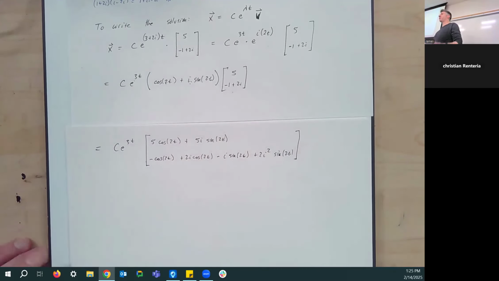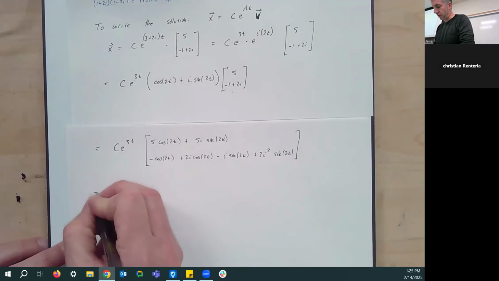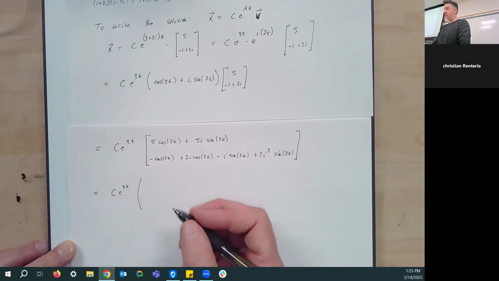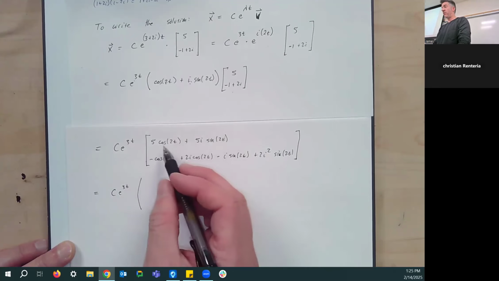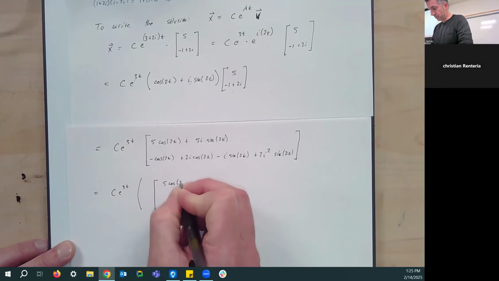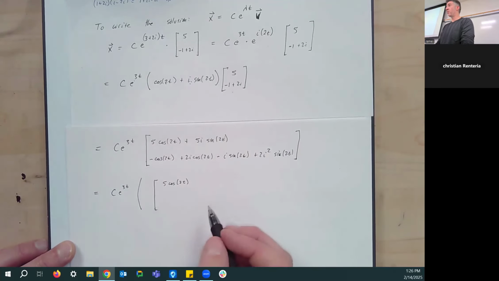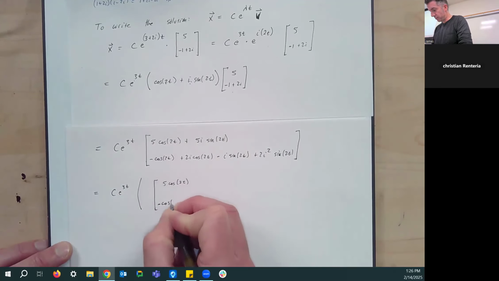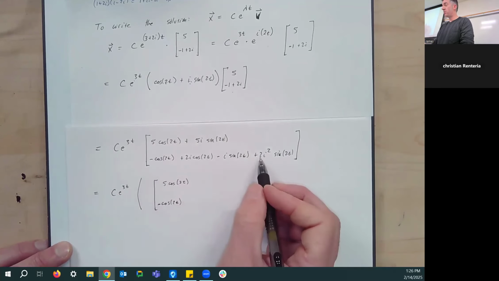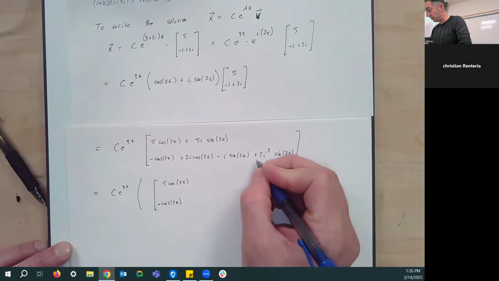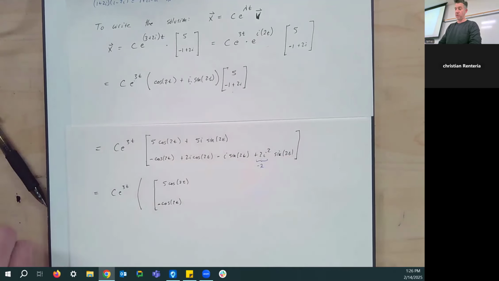And then your job is basically to break this up into the real parts and the imaginary parts. So we're going to say this is c e to the 3t times, in the first component, the only real part is 5 cosine 2t. In the second component, there are two real parts. There's the negative cosine of 2t, and there's also the 2 times i squared times sine of 2t, because i squared is equal to negative 1. So this part's going to be actually a negative 2 times sine of 2t.